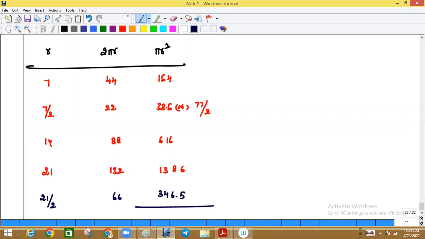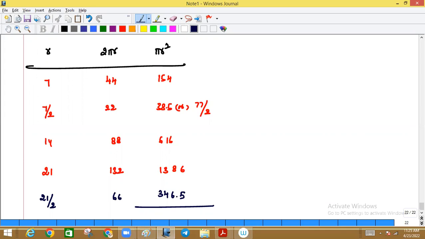If area is 346.5, what is the perimeter or circumference? 66. What is the radius? 21 by 2. Should be immediate. Area 616: radius is 14. Perimeter is 88. Perimeter is 22, what is the radius? 7 by 2. Understood? Perimeter is 132, what is the area? 1386. Or you can say radius is 21. At least for 7, 7 by 2, 14 and 21, 21 by 2, these 5, you should know all of them.